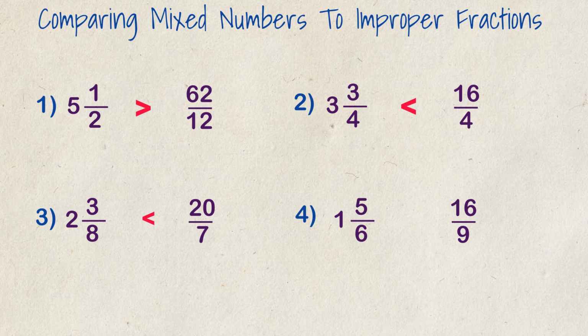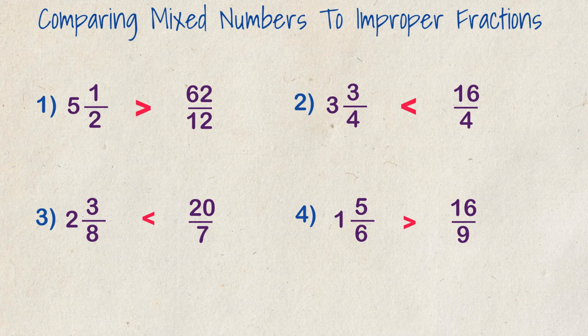Last example. Compare 1 5/6 to 16 over 9. Let's convert 1 5/6 to an improper fraction. We multiply 6 times 1, and we get 6. We add 5 to it for a total of 11 over 6. We can cross multiply. 11 times 9 is 99. 6 times 16 is 96. When you look at the results, 99 is larger than 96, and that tells us that 1 5/6 is greater than 16 over 9.